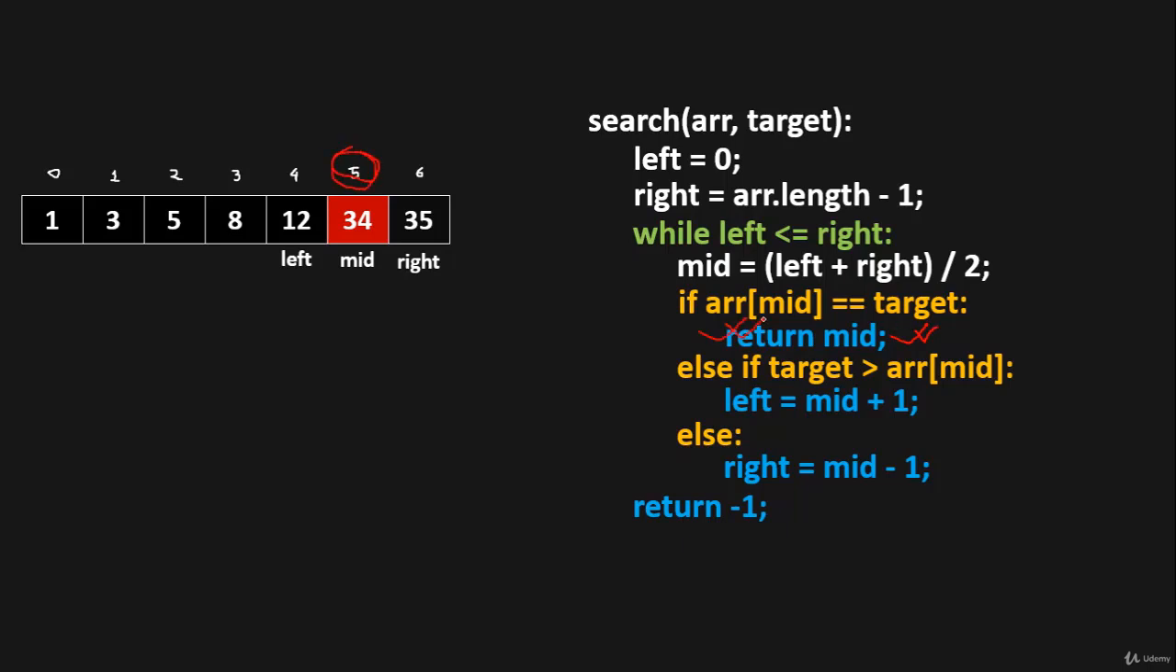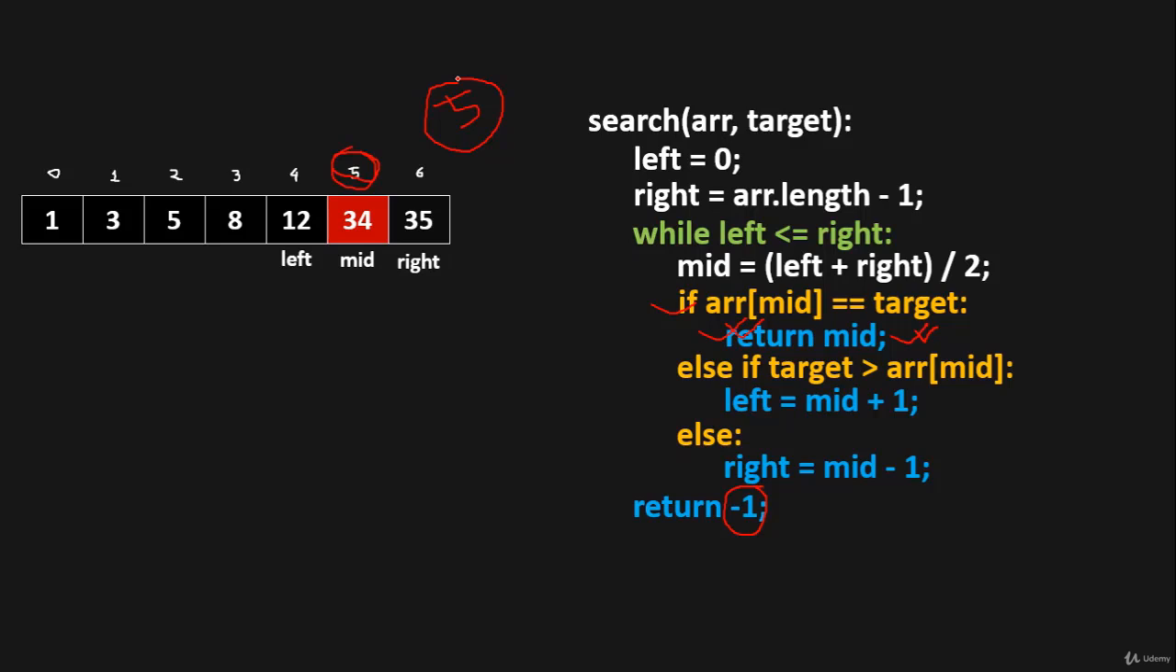If a target value doesn't exist in this array, we'll just return -1. If the target does not exist in the given array, then this if condition will never evaluate to true. For this input, it will return 5. 5 is the index of the value 34. That is our target as well.